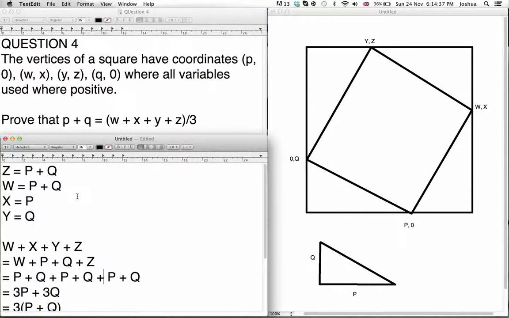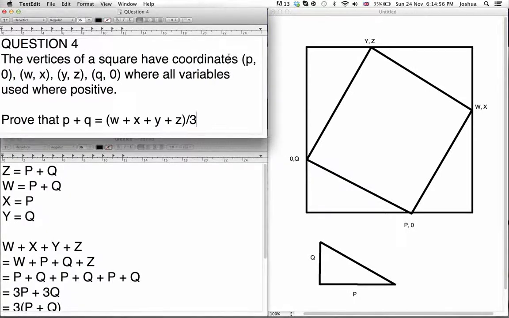So, page 29. Okay, actual solution to question 4. So the vertices of a square, P, is all of these vertices over here. They're all positive. Proof, yep.